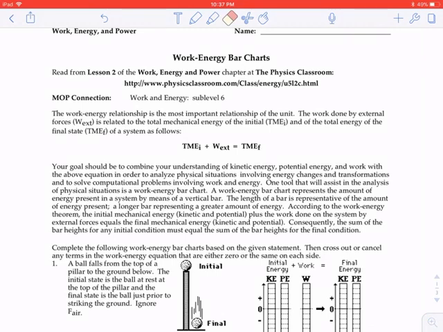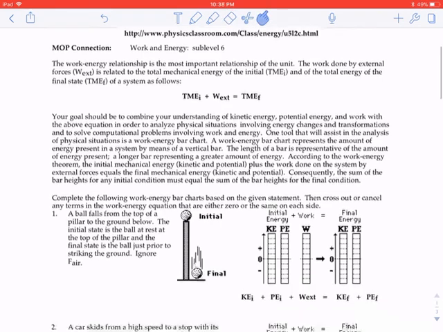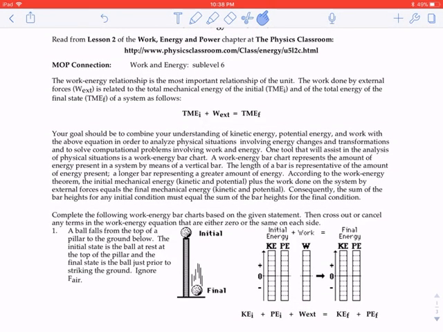Big idea before we start is down here in the main paragraph before number 1, where it says, consequently, the sum of the bar heights for any initial condition must equal the sum of the bar heights for the final condition. So we're going to be looking at how energy is conserved in these different examples from the initial condition to the final condition, and that energy is going to get conserved oftentimes from work that is done.